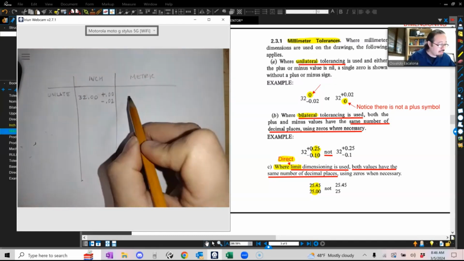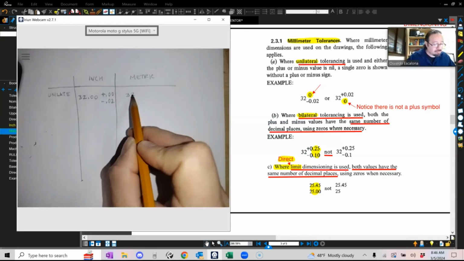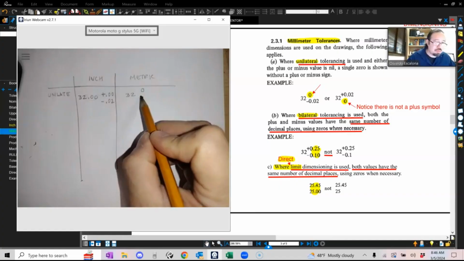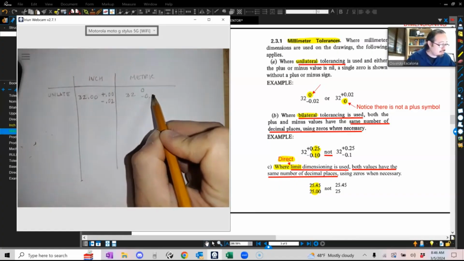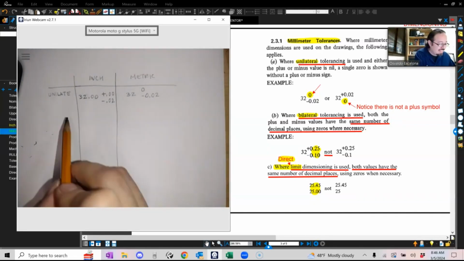And if I were to do it in metric, that 32 will not have the trailing zeros because it's a whole number. Then the 0 on the top will also be considered a whole number. And the 0.02, that one will remain the same, but I will have a leading zero because I have metric. It's a little bit more complex.